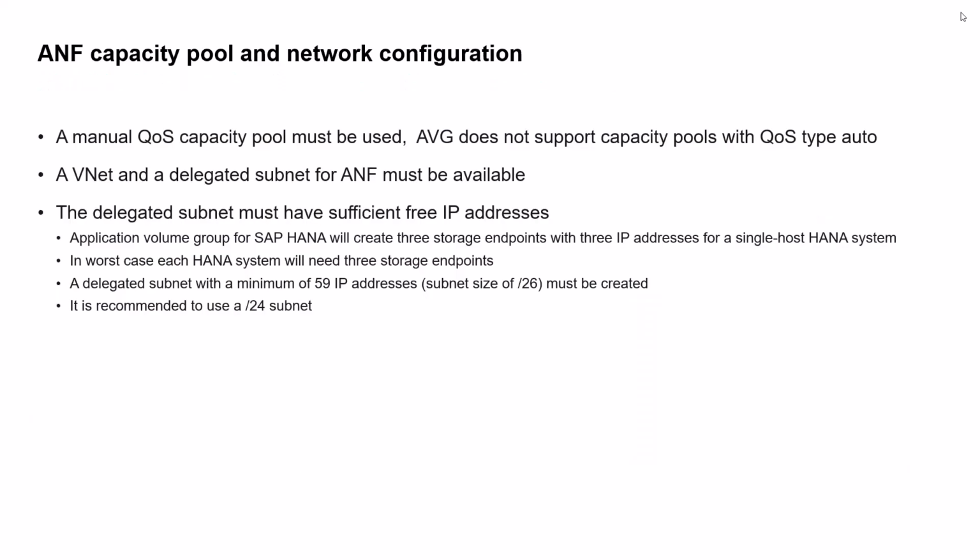Before the AVG provisioning workflow can be used, a proper ANF configuration must be available. AVG requires a capacity pool with manual quality of service. Capacity pools with quality of service type auto are not supported. A delegated subnet for ANF must be available within the VNet. It is recommended to use a Class C delegated subnet for ANF, since the set of volumes provisioned with AVG require more IP addresses compared to normally provisioned volumes.